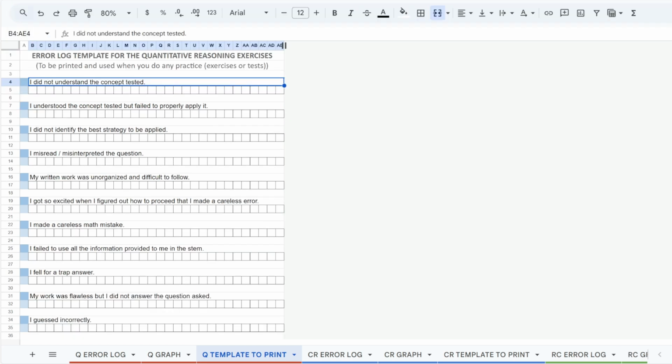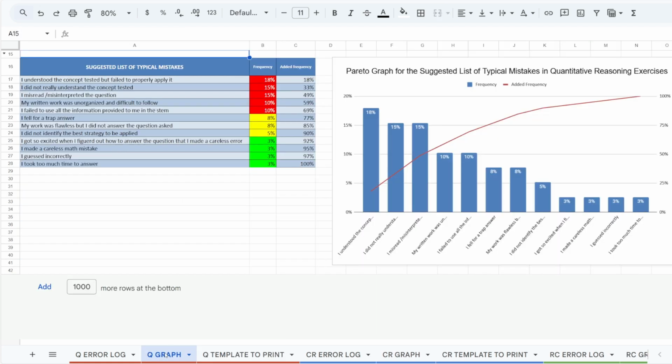The idea is that you do not fill in the error log while you are solving each question one by one, but rather after you have completed a set of exercises and checked the answers. At that moment, you take a few minutes to analyze the questions you got wrong or were unsure about, identify the reasons, and update the corresponding log. If you repeat this process regularly for quant, verbal, and data insights, you will quickly start to see clear patterns in your errors in each area.